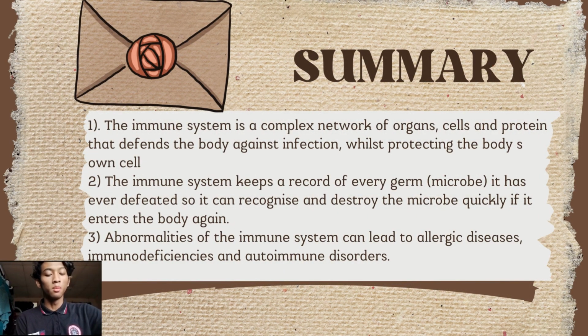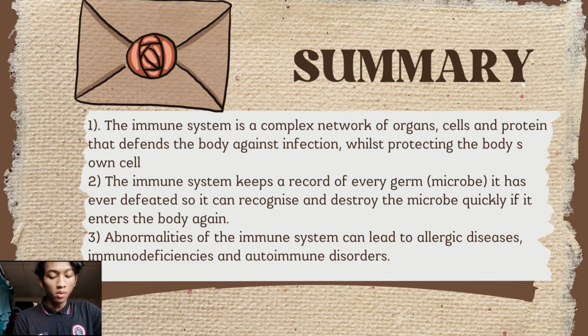From what my friends presented, we can conclude that the immune system is a complex network of organs, cells, and proteins that defend the body against infection while protecting the body's own cells. Second, the immune system keeps a record of every germ and microbe it has ever defeated, so it can recognize and destroy the microbes quickly if they enter the body again.